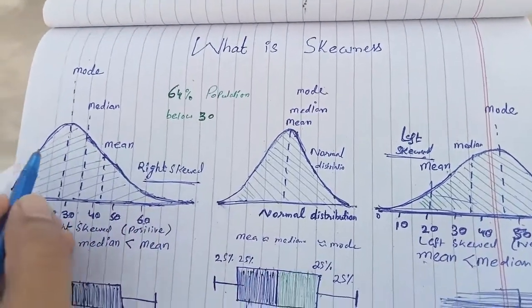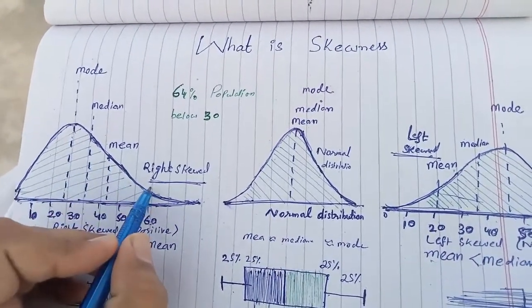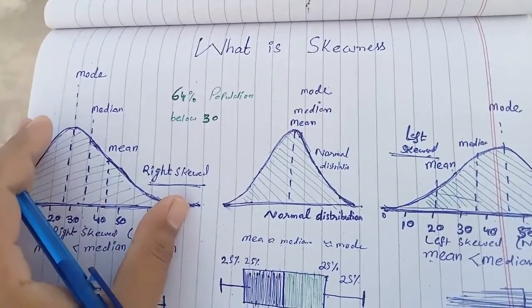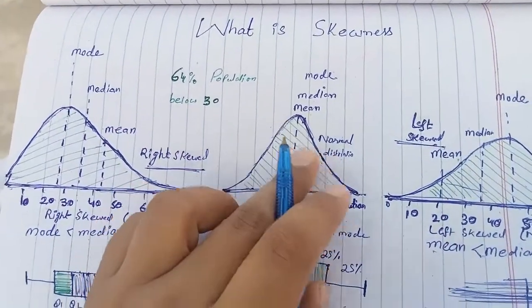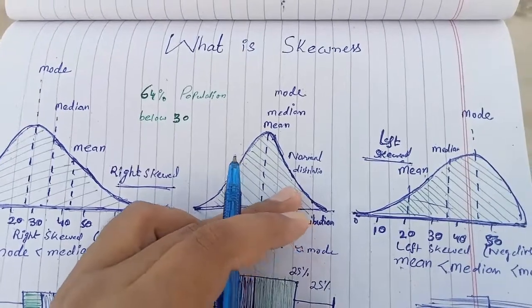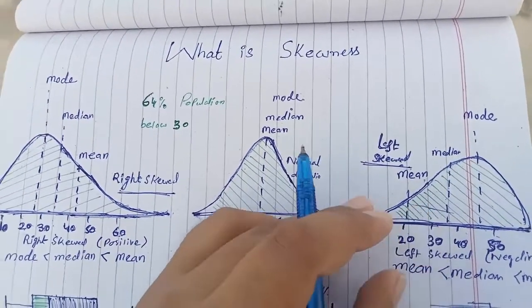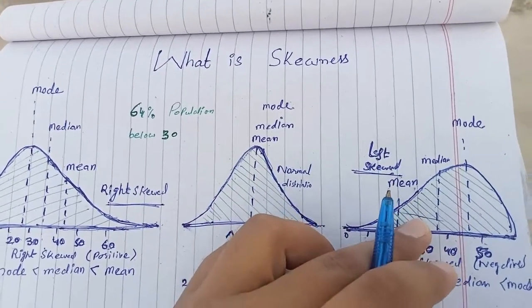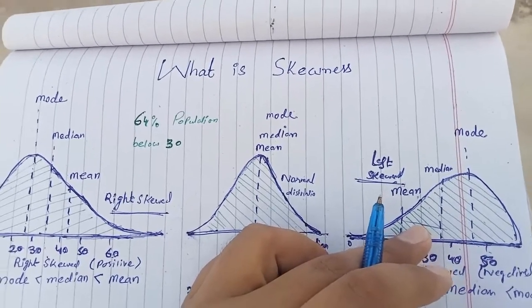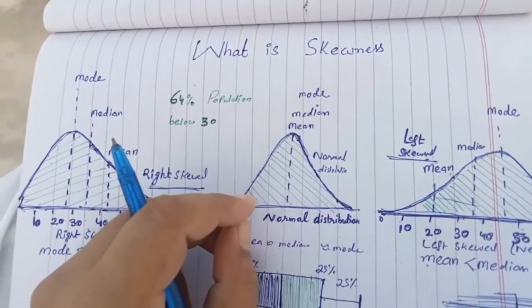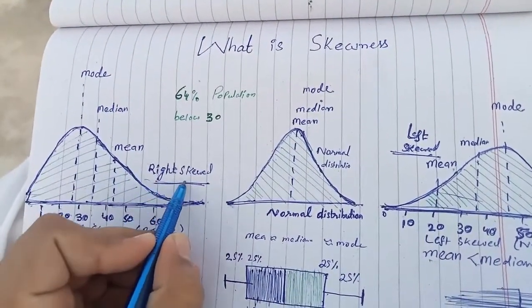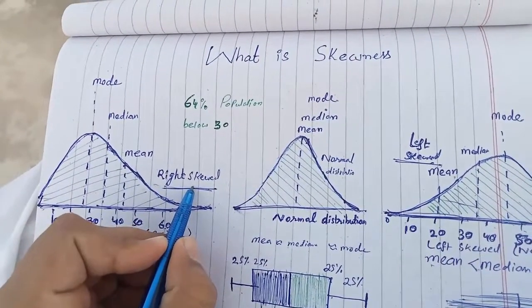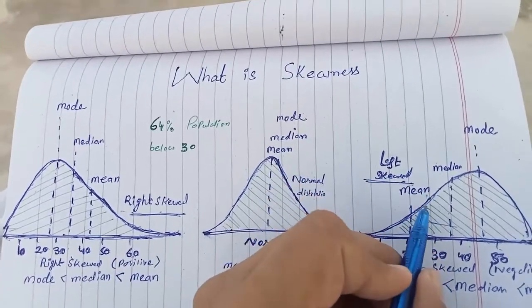If we talk about this distribution, the skewness is almost zero. And if we talk about this one, there is a high skewness because it is deviated from the normal distribution. This one also has high skewness. Basically there are two kinds of skewness in statistics. The one is right skew and the second one is left skew.